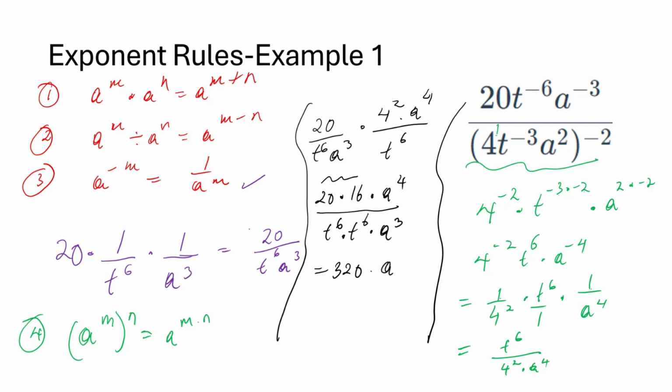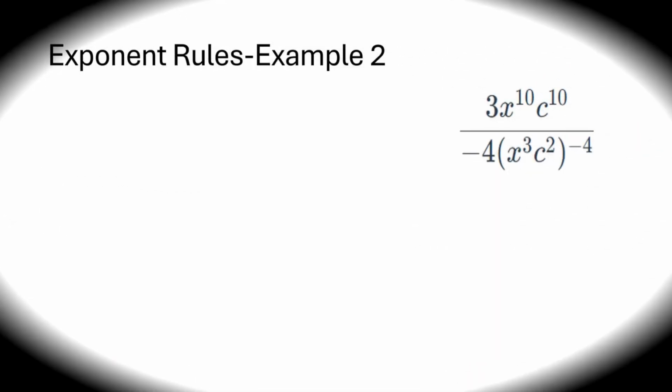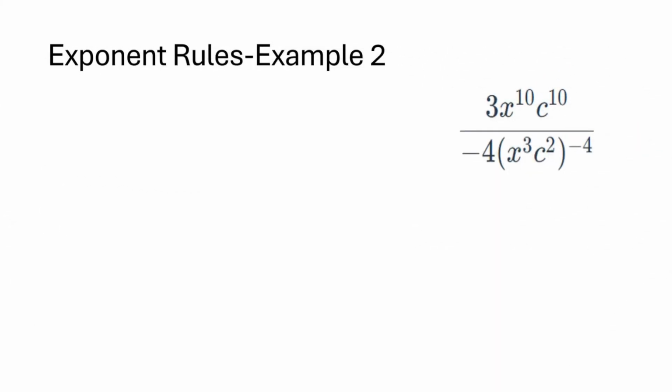Now for a to the 4, since I'm dividing, minus 3. And the bottom remains the same because the t to the 6 is at the bottom, so I'm going to have t to the 6 plus 6. So this gives me 320 a to the 4 minus 3, which is simply a, divided by t to the 6 plus 6, and 6 times 2 is 12. And that completes it. Alright, so let's pause the video for a bit and then try this problem.